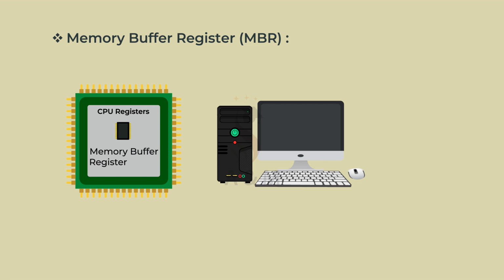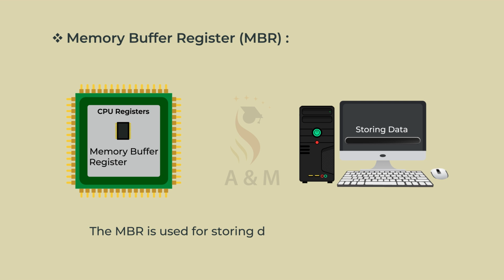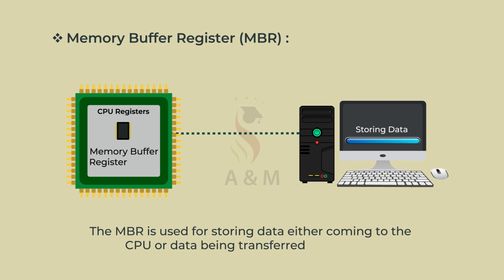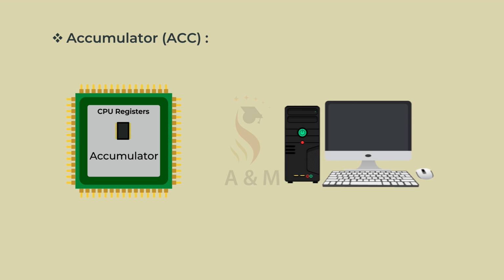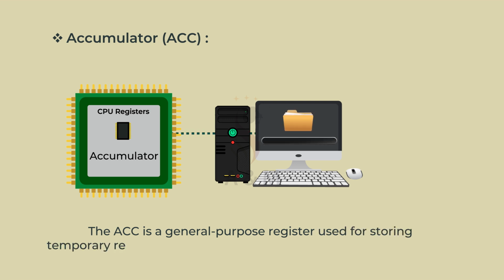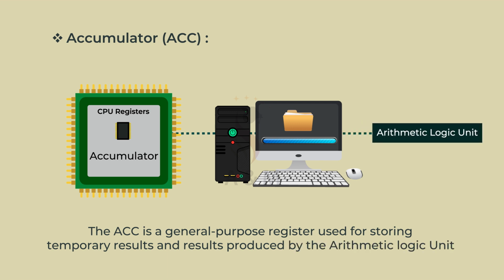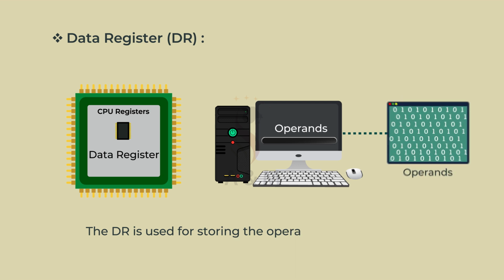Fourth, memory buffer register, that is MBR. The MBR is used for storing data either coming to the CPU or data being transferred by the CPU. Fifth, accumulator, that is ACC. The ACC is a general purpose register used for storing temporary results and results produced by the arithmetic logic unit. Sixth, data register, that is DR. The DR is used for storing the operands and other data.